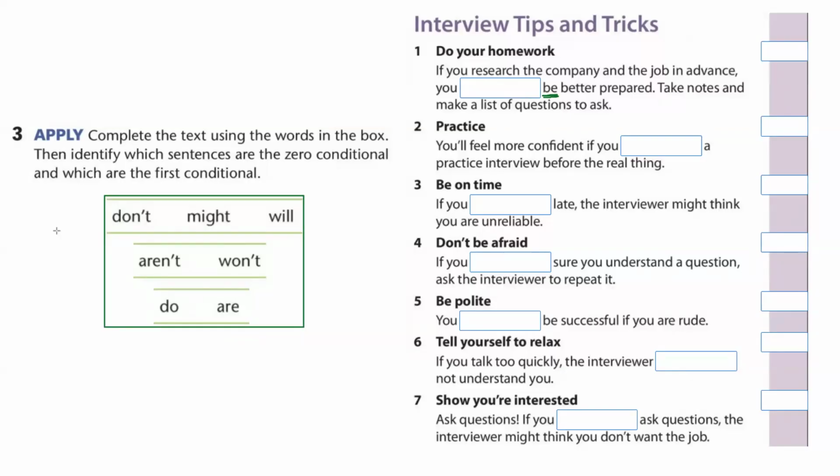Will. Excellent, right? The probability here is will. That's the best option. So you will be better prepared. So will be, is this zero conditional or the first conditional? Because it's the future, first conditional. It's the first, exactly, very good, first conditional, okay?